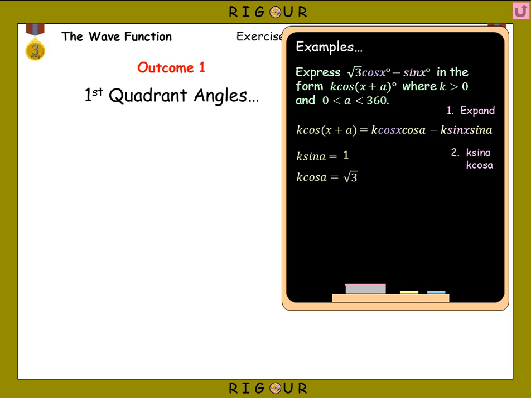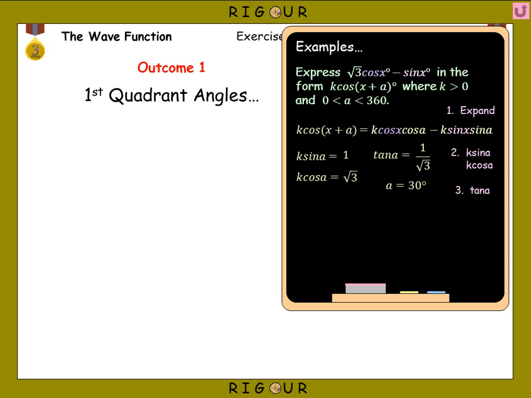So once we've found k sin a and k cos a, what we do then is we find tan a. Using the National 5 trig identity tan x equals sin x over cos x, tan a is going to be sin a over cos a, and that's going to be 1 over root 3. To calculate angle a, if we know what tan a is, all we have to do is inverse tan 1 over root 3, as all our terms are positive, which therefore means it's going to be in quadrant 1. So the inverse tan of 1 over root 3 is an exact value, it's 30 degrees.